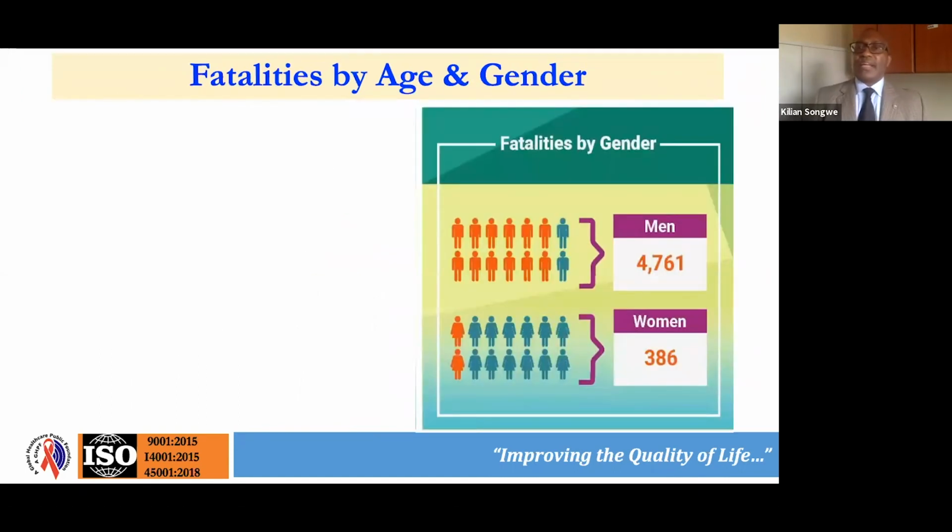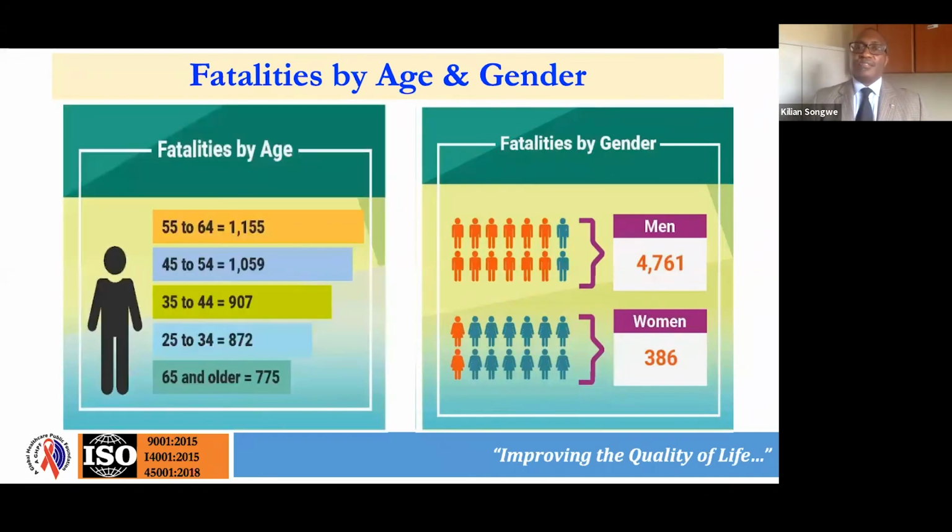And I threw in this slide again because it looks at fatalities by gender. And I don't know why, but men are just more prone to having fatalities. You have the male, you have 4,700 versus 386 to female.